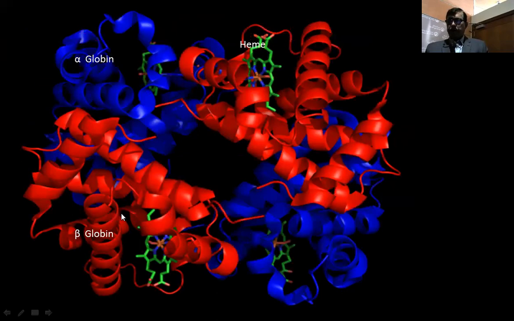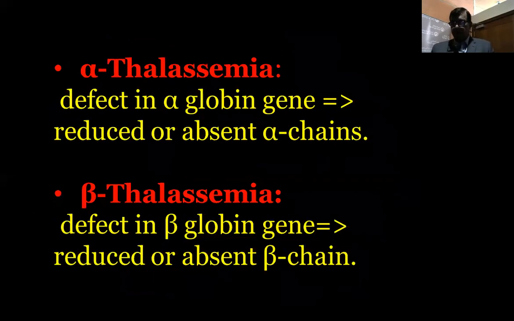So when we speak about thalassemia, it's either a defect in the alpha globin or the beta globin, and we name the thalassemia according to the defect. If there is a defect in alpha globin, we call it alpha thalassemia. If there is a defect in the beta globin, we call it beta thalassemia. So here you are. Alpha thalassemia is a defect in alpha globin, in which it is either reduced or absent. Beta thalassemia is due to a defect in beta globin.